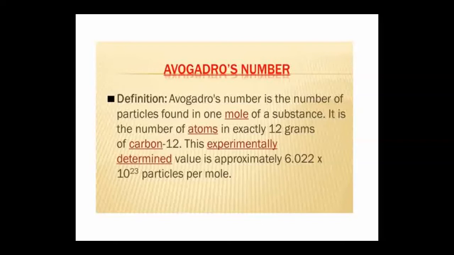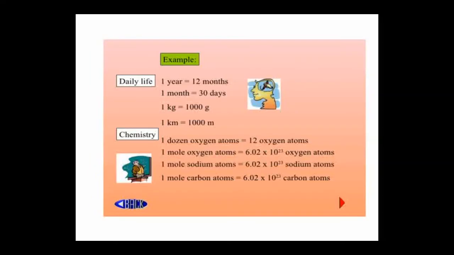Here are some daily life examples. For example, 1 year has 12 months, 1 month has 30 days, 1 kg equals 1000 grams, and 1 kilometer equals 1000 meters. This is very obvious, that 1 kilometer always has 1000 meters, or 1 kg always has 1000 grams. Same as in chemistry, 1 dozen oxygen atoms means 12 oxygen atoms.